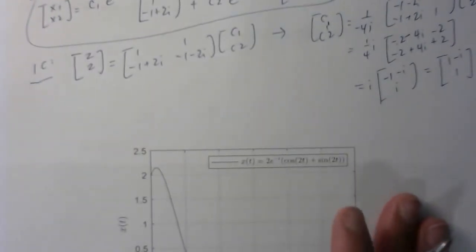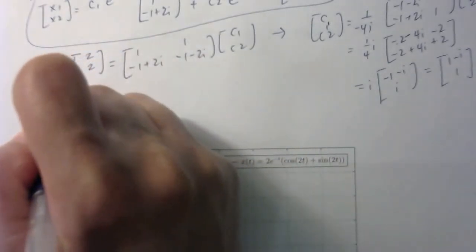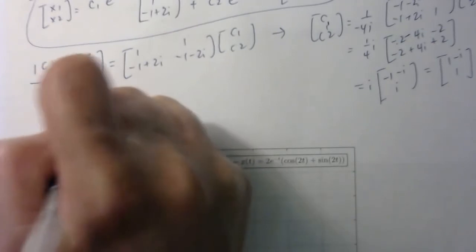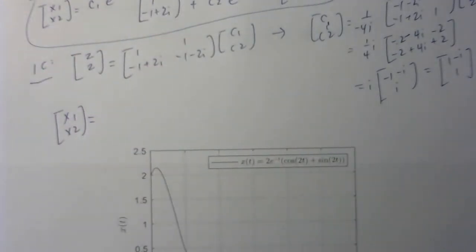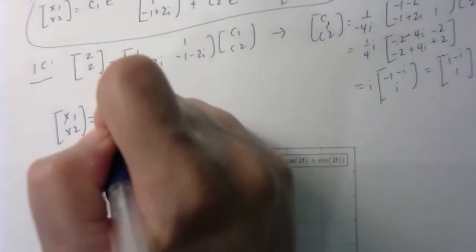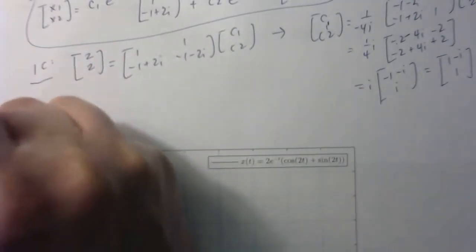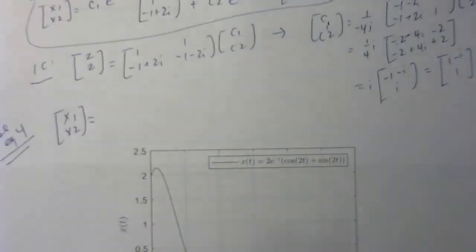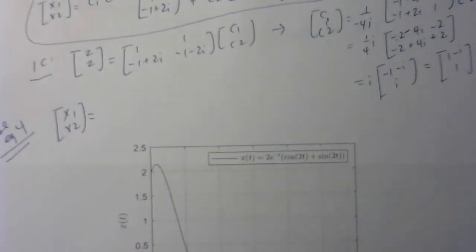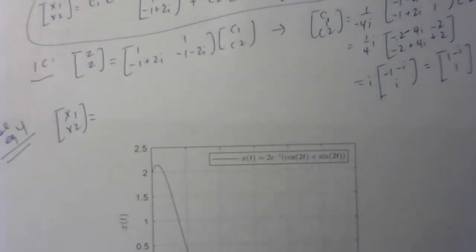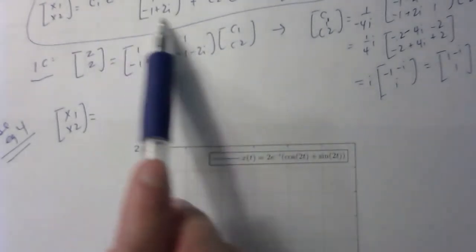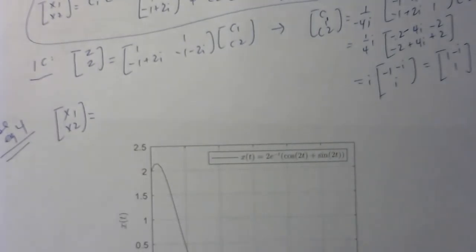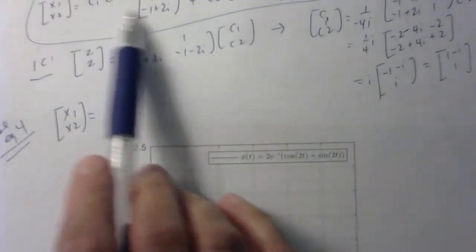Still doesn't necessarily look real, but for x1 and x2, I can do the same trick that I did before. This is going to be by equation 4 here. It's going to be C1 plus C2 times the real part of whatever this junk is, plus i times C1 minus C2 times the imaginary part of whatever this junk is.